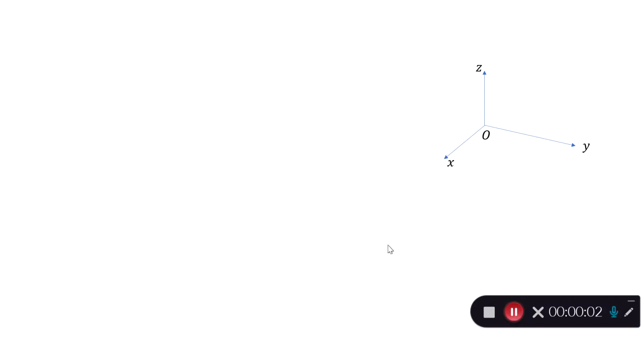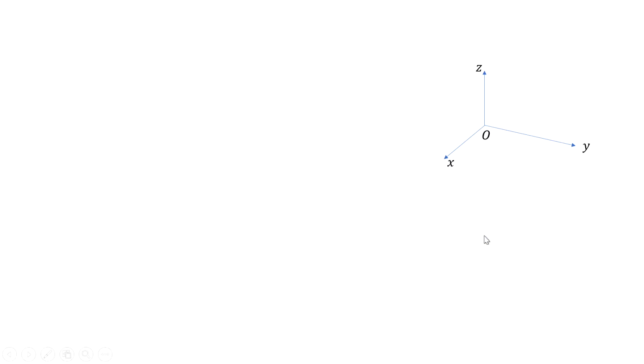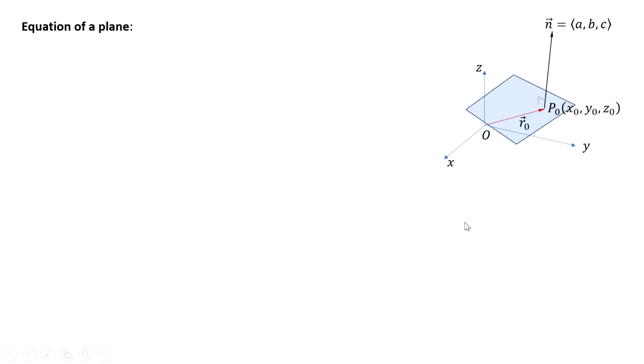Alrighty, howdy folks. So let's get back to part 2 in chapter 12, section 5. This is about planes, planes in 3 dimensions. Okay, so let's say we have an XYZ coordinate system like this, and to find the equation of a plane, here is the idea.